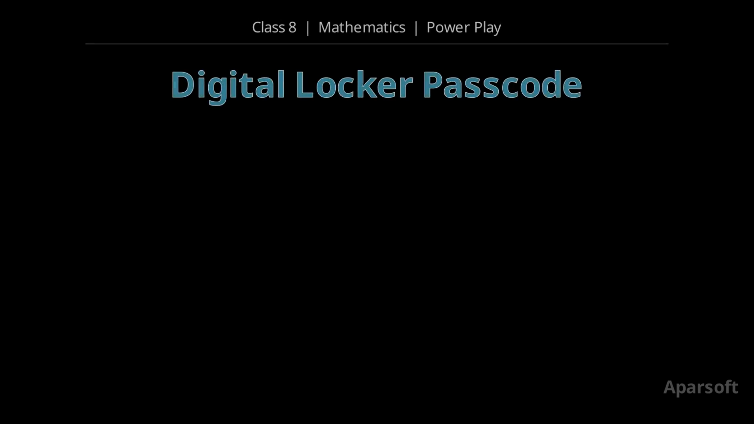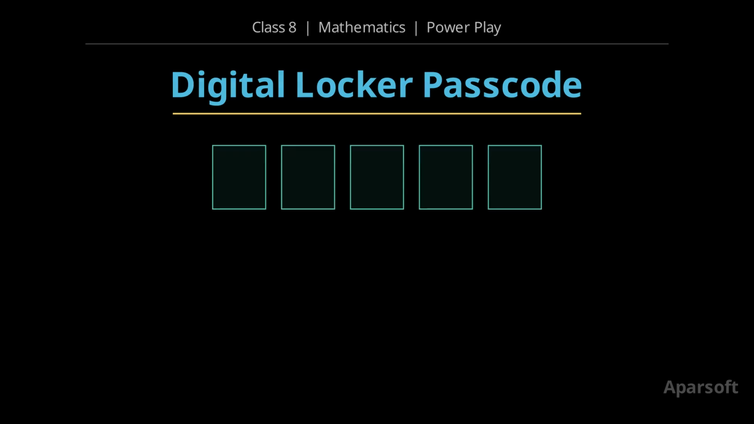Today we tackle a mind-blowing question about digital locker passcodes. Imagine a locker with 5 slots, each can hold a digit or a letter. Codes like G89P0, 38098, BRJKW, or 003AZ are all valid. How many such codes are possible? The answer will amaze you.